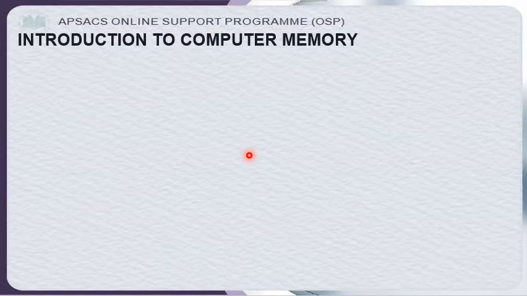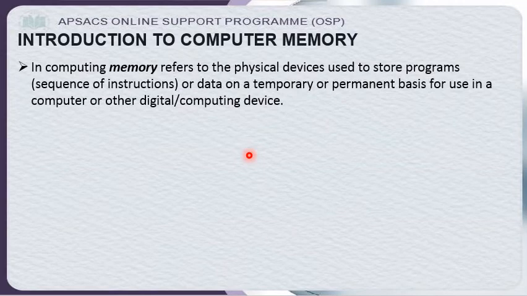Let's talk about the introduction to computer memory. As you know, when we talk about memory, it is a physical device which stores your data or program. So two things are stored in a memory. One is the data, another one is a program. A program is what? A sequence of instructions. So they will be stored permanently or temporarily.